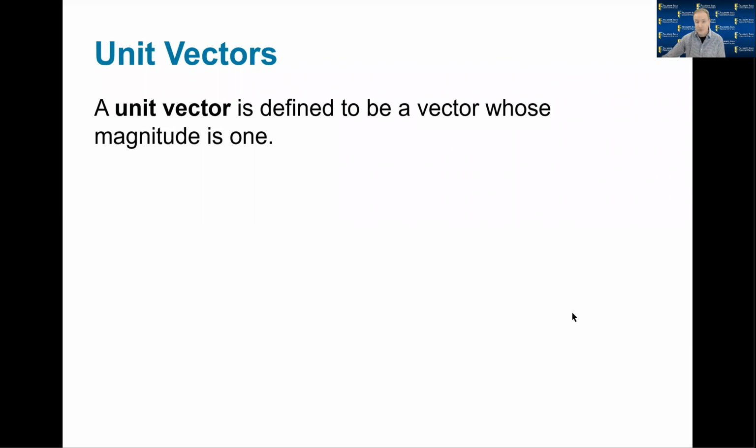Now, the unit vector, and this ends up being important later on in future classes. The unit vector is defined as the vector whose magnitude is 1. We already talked about i and j being unit vectors. i is the unit vector in the horizontal direction. j is the unit vector in the vertical direction.